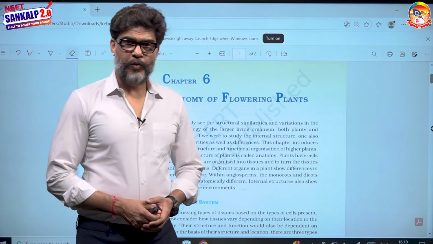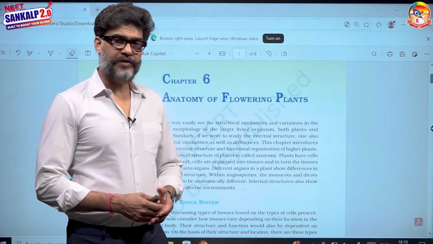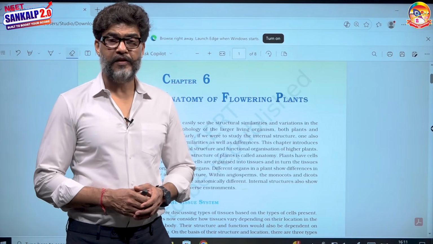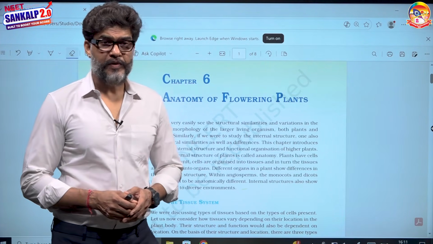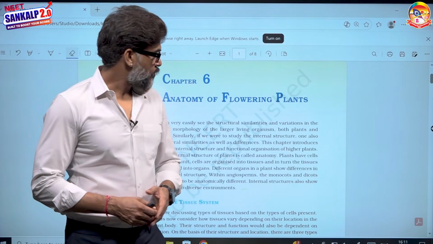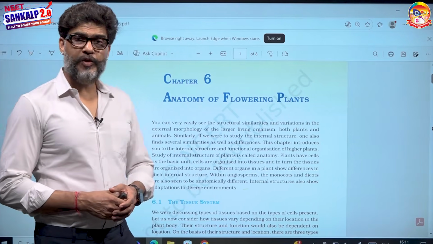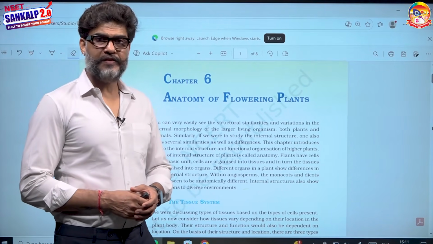Here in this program we will discuss some of the chapters and their specific areas which you have to recall properly so that in the exam the things can remain vital for you. So today's chapter is Anatomy of the Flowering Plant. It is a very significant chapter.